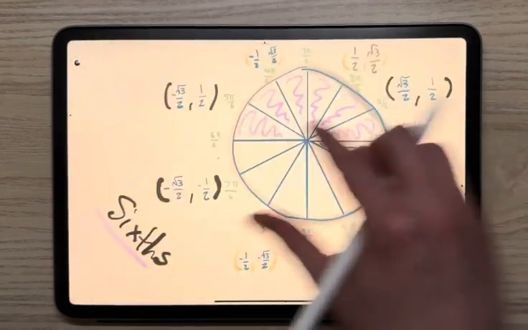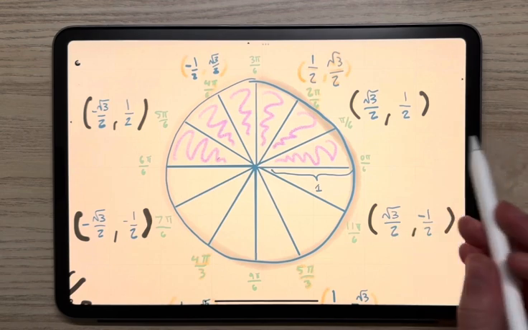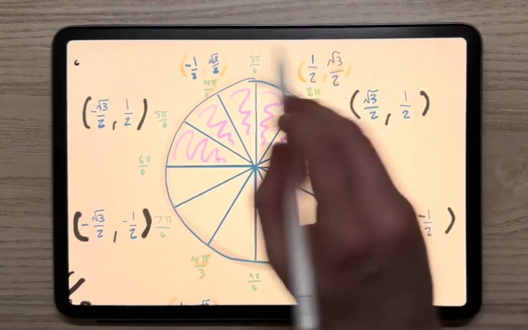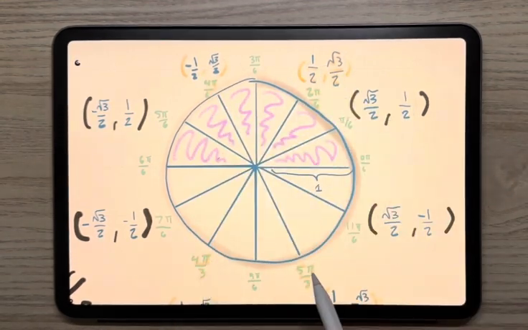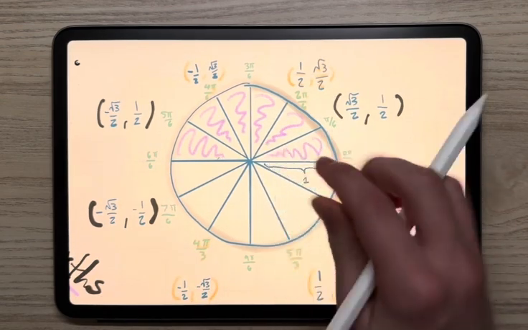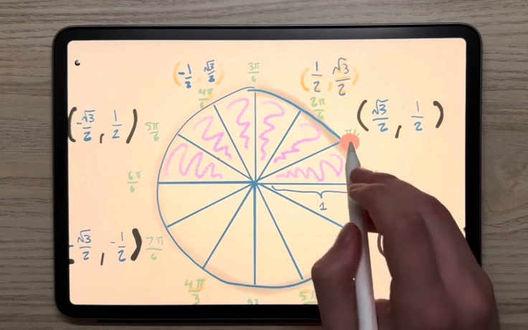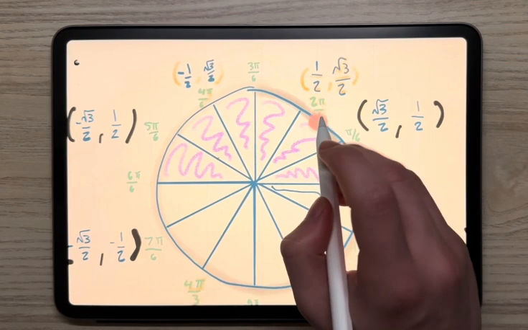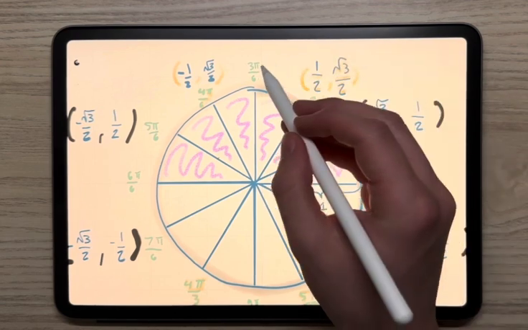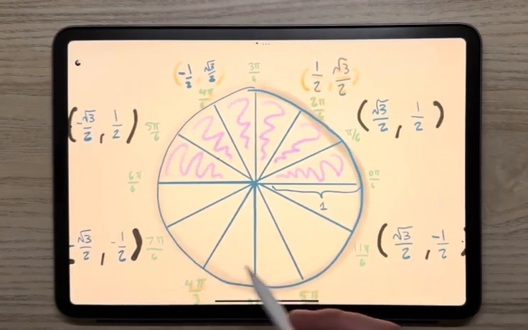Now let's look at sixths. This is related to thirds because 6 is just half of thirds, and so I have highlighted in yellow the stuff that we already went over. And it actually looks really similar. So these are the values of the sixths. It goes from 0 to pi over 6, 2 pi over 6, which is pi over 3, 3 pi over 6, which is pi over 2, 4 pi over 6, 5 pi over 6, and so on.